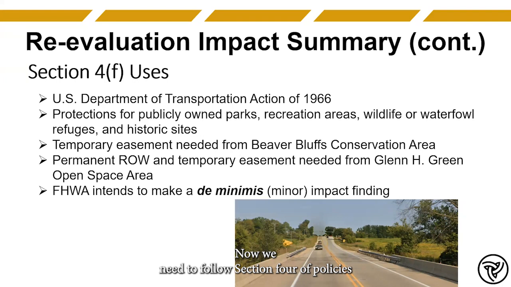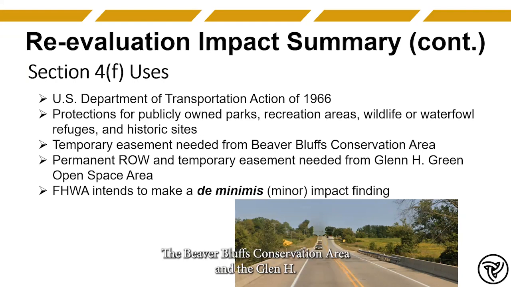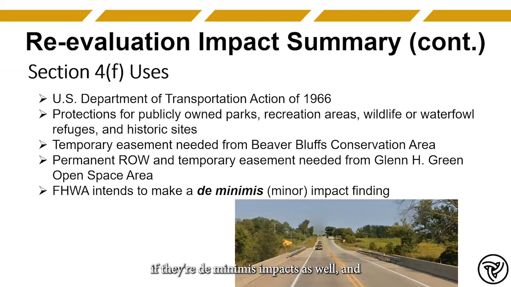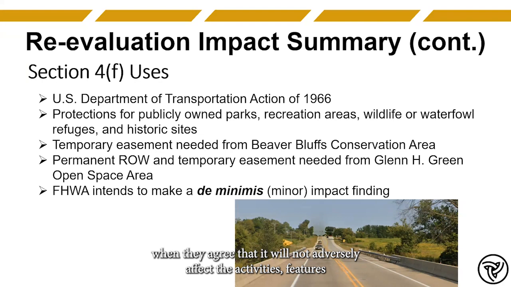Now, we need to follow Section 4F policies because the project requires use of land from the two adjacent parks that we identified, the Beaver Bluffs Conservation Area and the Glen H. Green Open Space Area. But Section 4F law has allowances for uses of parkland if they're de minimis impacts as well. And those uses usually are considered minor. So for minor uses where the officials that are responsible for the resource agree that it will not adversely affect the activities, features, and attributes that qualify that resource for 4F protection, then the federal agency can make a de minimis impact determination.